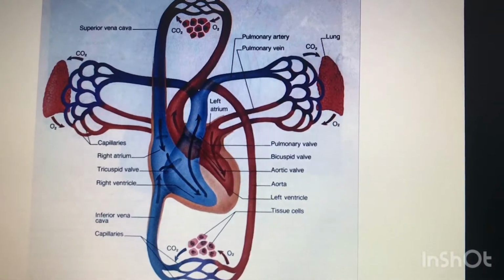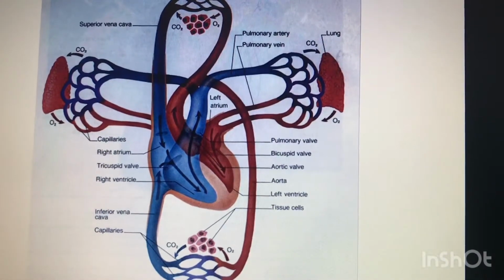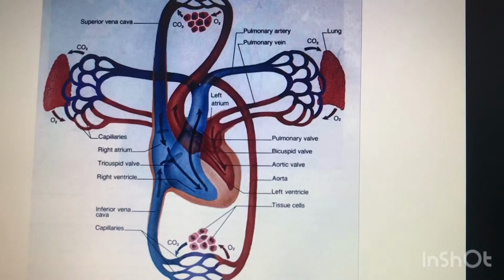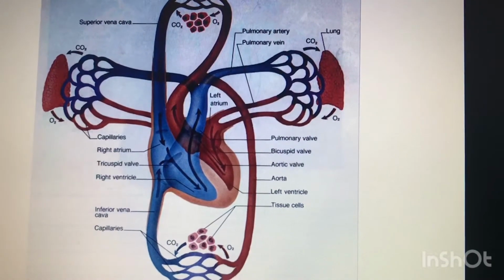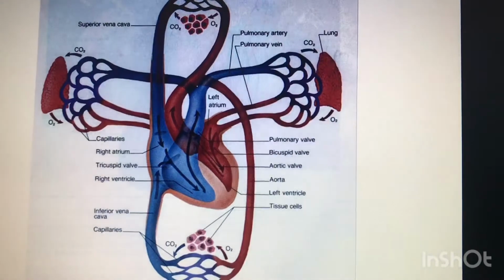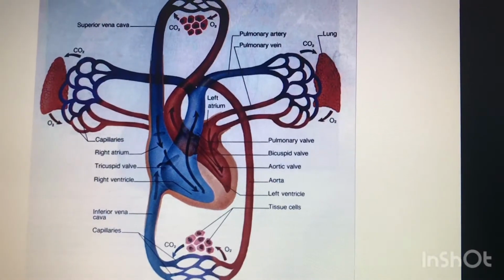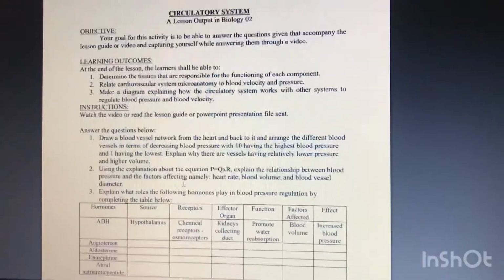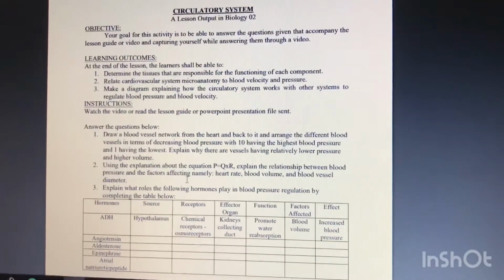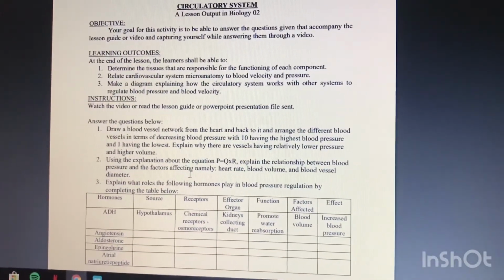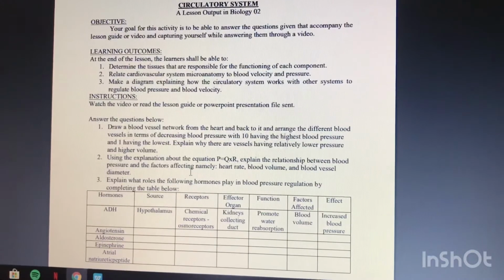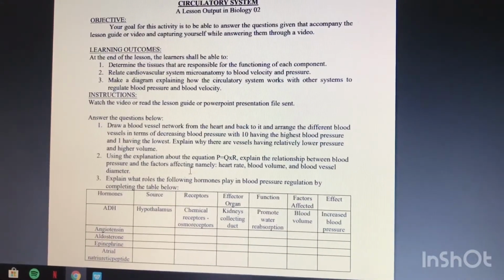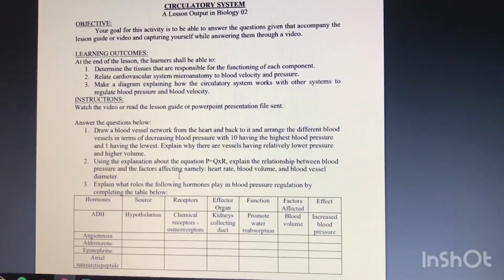This section discusses a number of critical variables that contribute to blood flow throughout the body. It also discusses the factors that impede or slow blood flow, a phenomenon known as resistance. Using the explanation about the equation P equals Q times R, explain the relationship between blood pressure and the factors affecting, namely heart rate, blood volume, and blood vessel diameter.